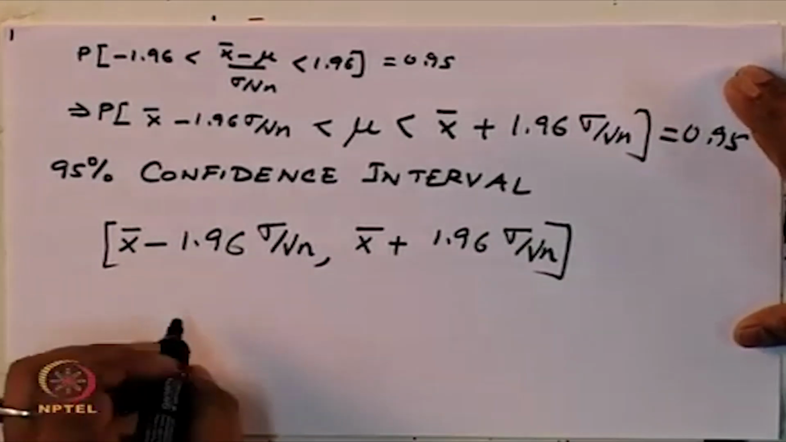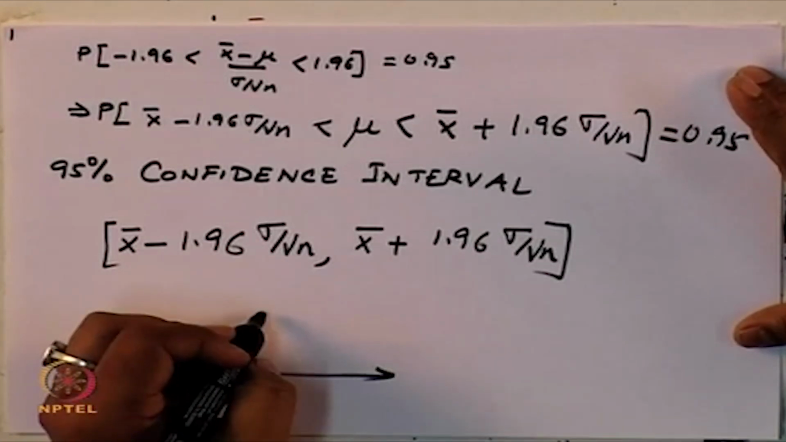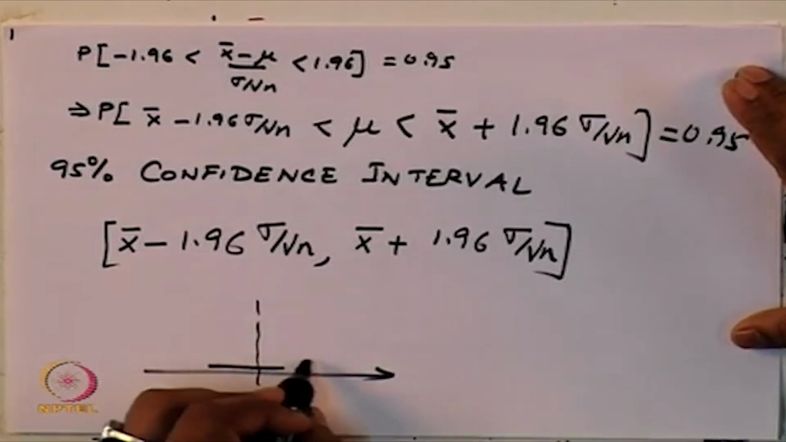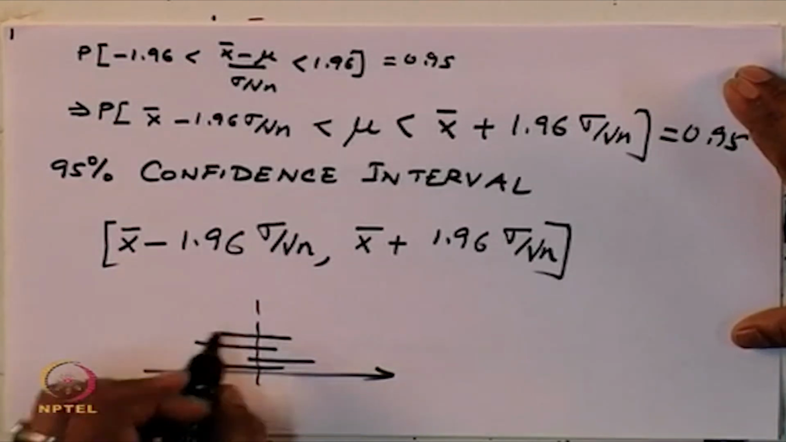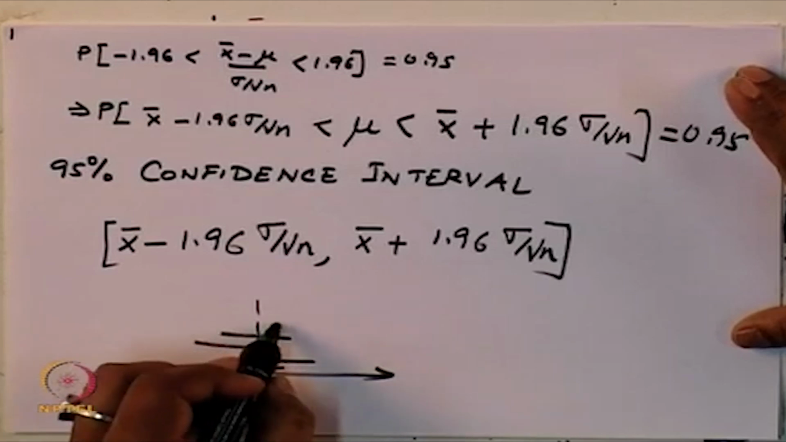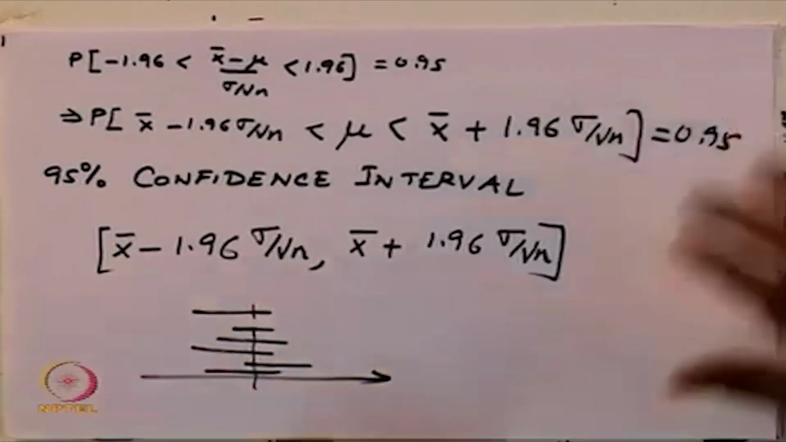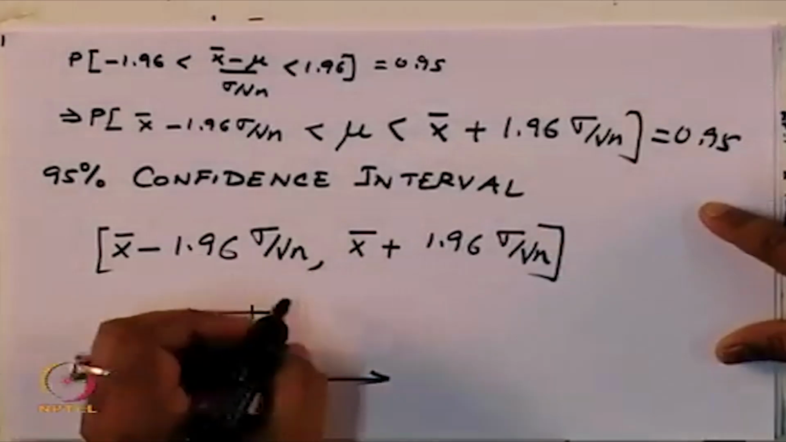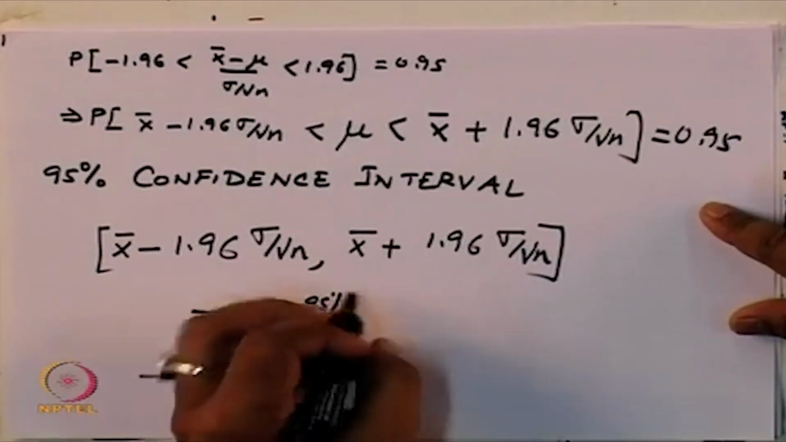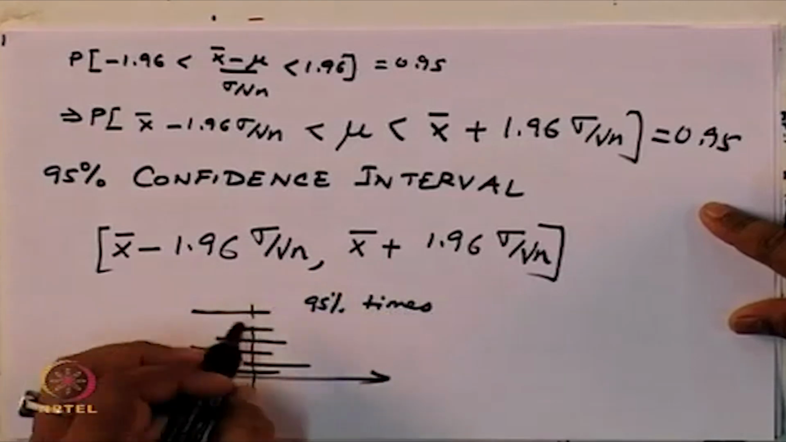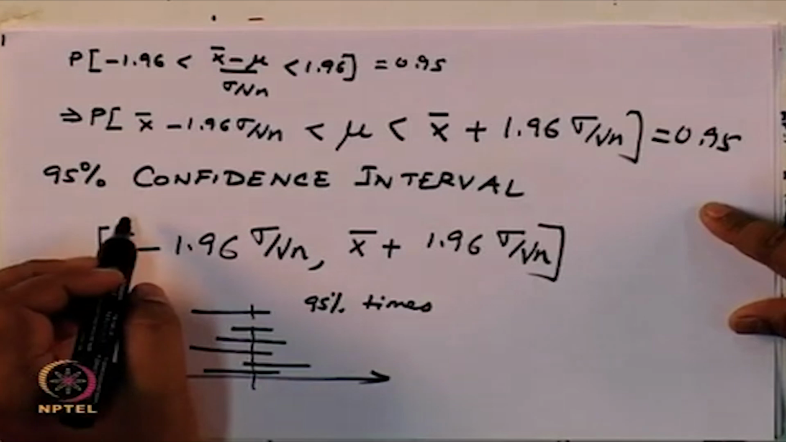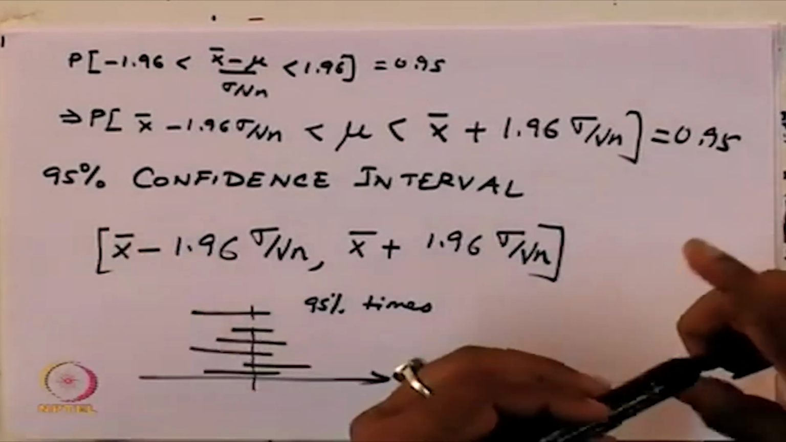As we had shown and discussed in the last class, if this is your true population mean, then if you do this sampling, the bulk of the times your population mean will lie within your range. So, 95% of the times this interval will contain your mean. That is what the 95% confidence interval means.